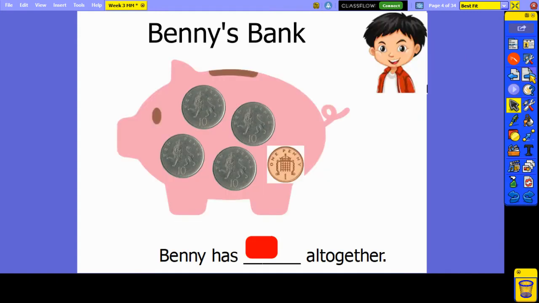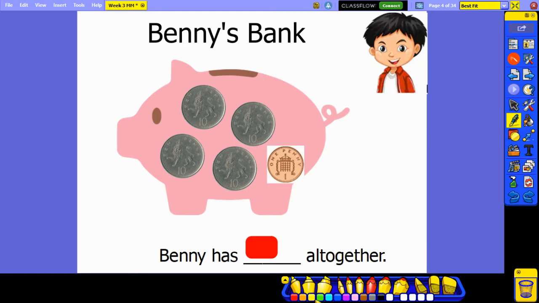Let's have a look at how rich Benny is today in his bank. He's got 5 coins in his bank. Let's double check we know the value of these coins before you start counting. This coin here is a 10 pence. And this coin here is a 1 pence. Pause the video while you work out how much Benny has all together.